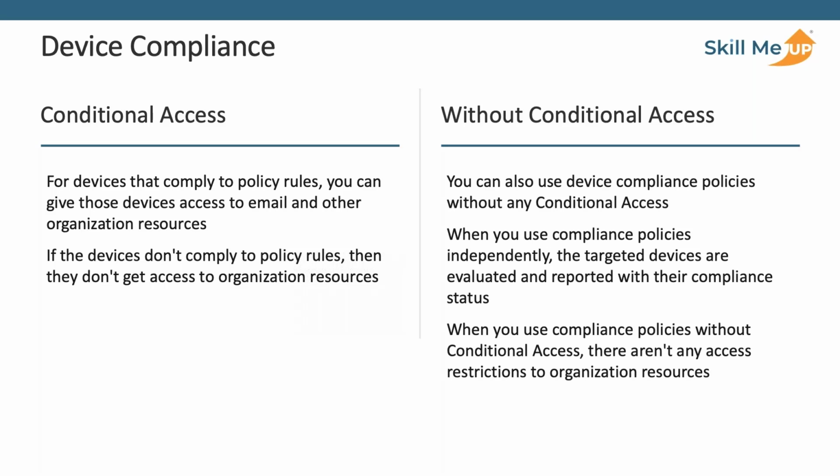We can also do it without conditional access. So you can also use device compliance without it. When you use those types of compliance policies, the targeted devices are evaluated independently by those compliance policies, and then their status is reported. So, for example, if a device is jailbroken, it would be reported to Office 365. Now, when you use the compliance policies without conditional access, there aren't any access restrictions to organization resources.